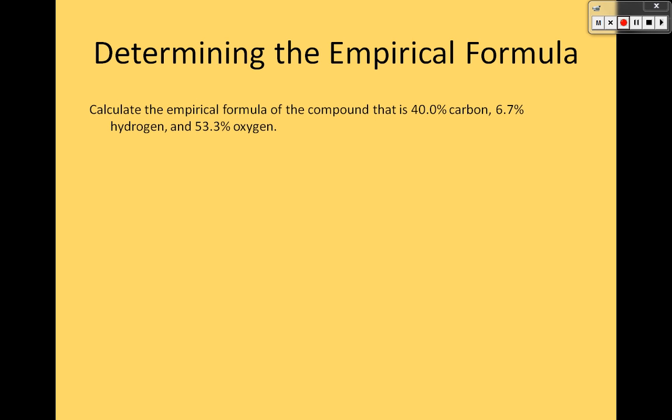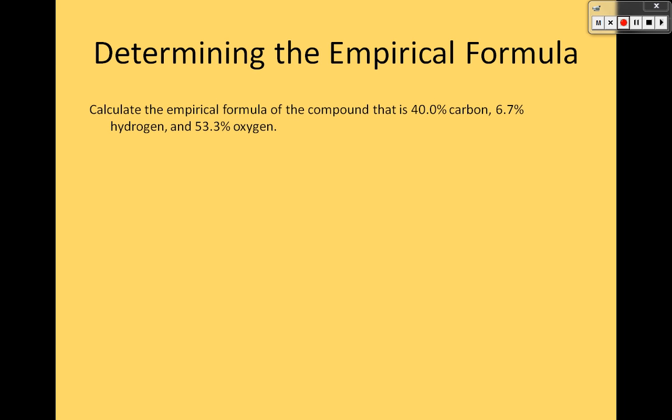So let's take this problem. Calculate the empirical formula of the compound that is 40.0% carbon, 6.7% hydrogen, and 53.3% oxygen. So certainly those of you who are mathematically inclined and have not read the book, you're welcome to jump in and see if you can figure out how you might start this and where you might go from there. If that seems like too big a job, I've sort of broken it down, so at any point you can just stop and say, okay, I think I've got it from here.